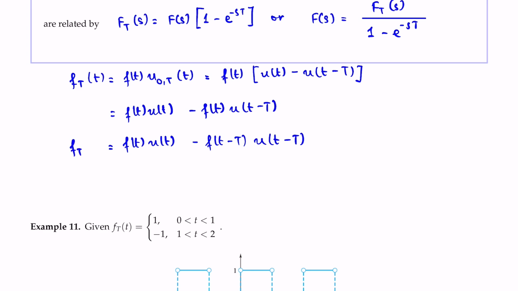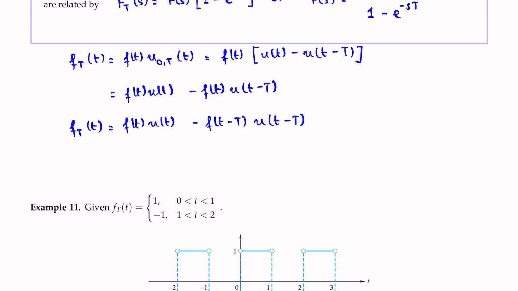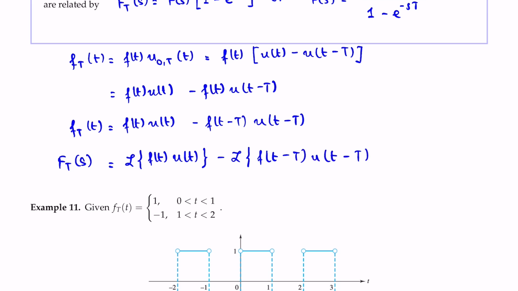So this is little f sub T of t. When you apply the Laplace transform on both sides of the equations, the left-hand side becomes capital F sub T of s, equal to the Laplace transform of f of t times u of t minus the Laplace transform of f of t minus capital T times u of t minus capital T.